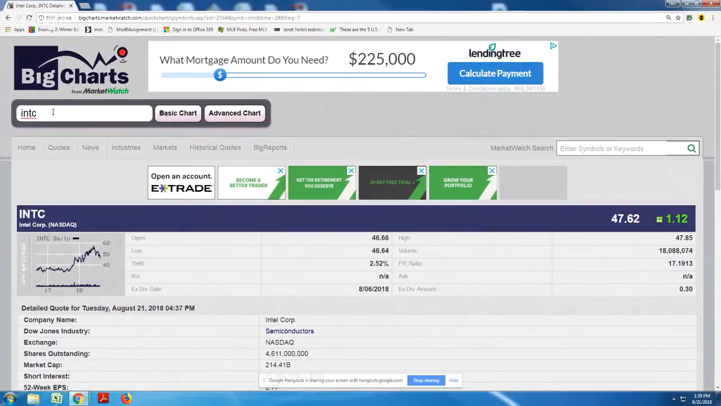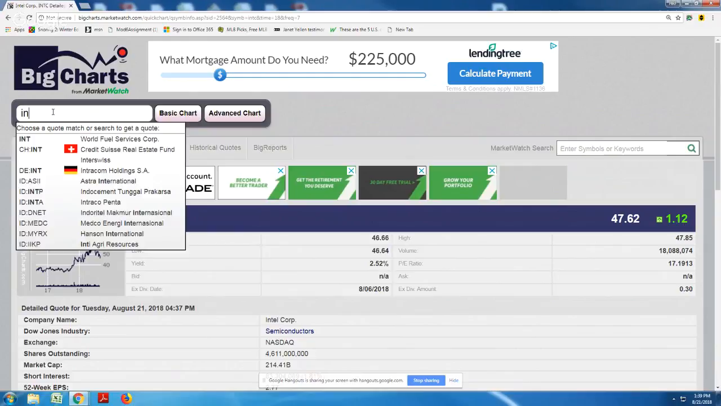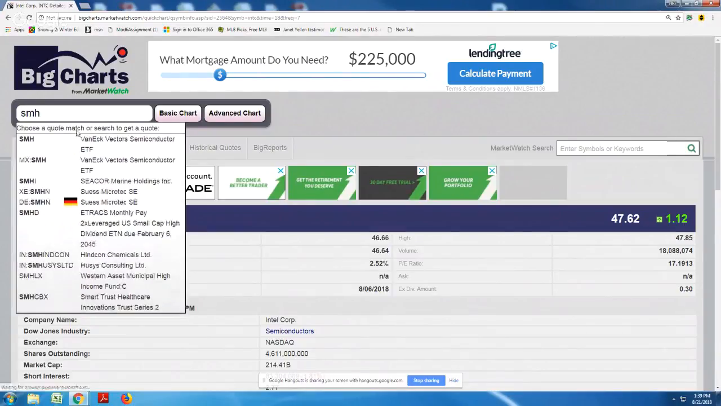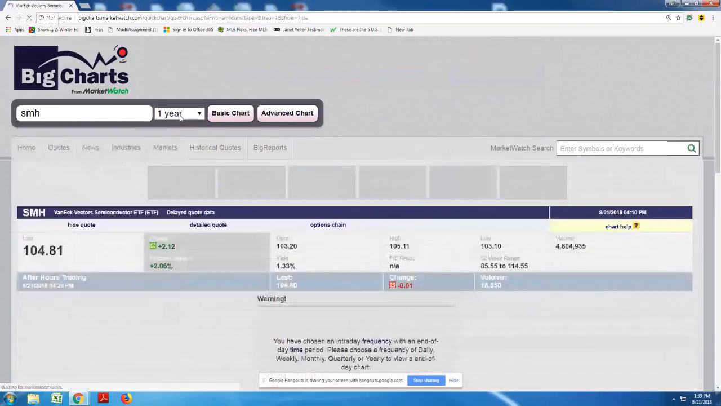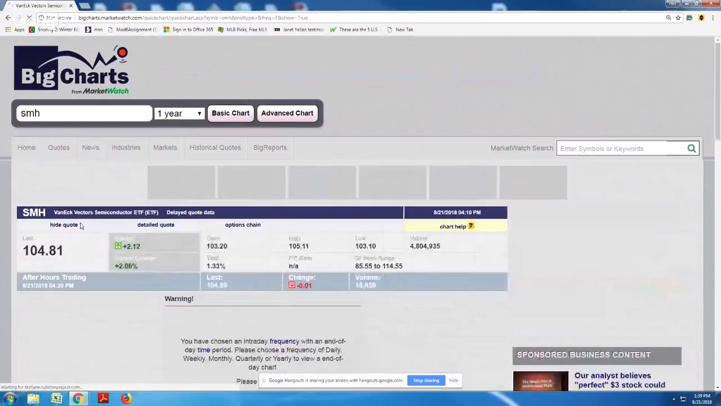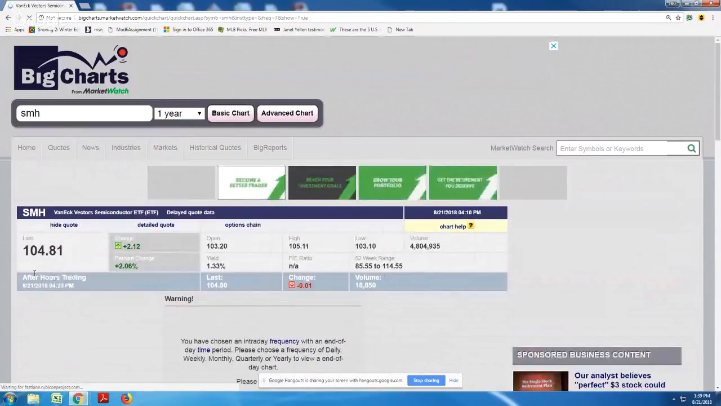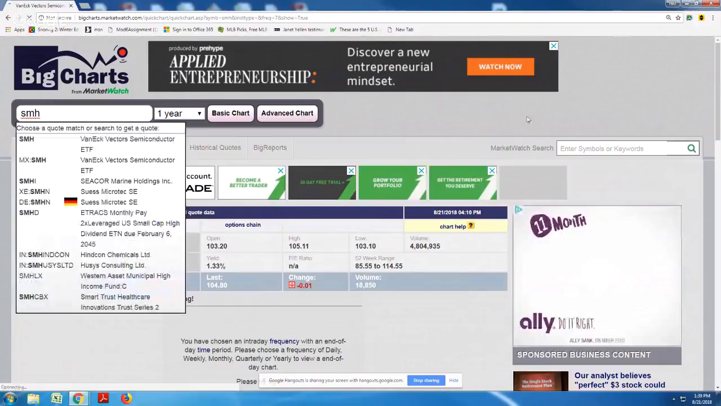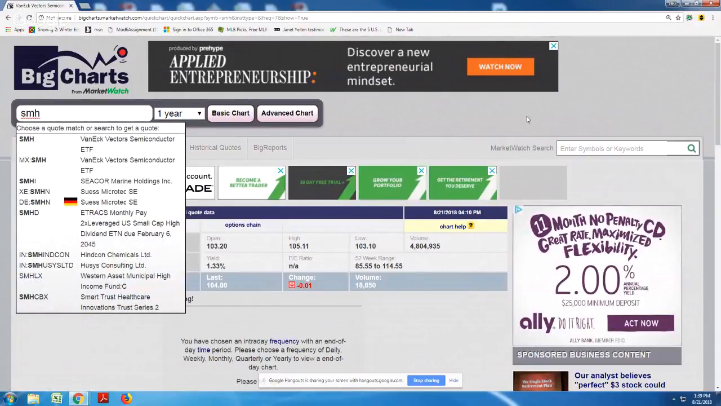The index SMH, the ETF SMH, is a proxy for the semiconductor industry, broad-based ETF. And again, on that one there, it's at 104.81, and that was up 2% today. So the semis definitely had a bid today, but as you can see from the graph, there could be some resistance above. Turning to the next stock, Amazon.